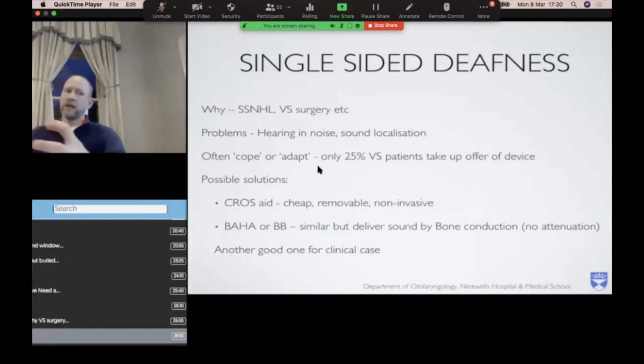One route of getting through a single-sided hearing loss viva is trying a CROS aid. It's non-invasive, simple, cheap, and if they like the sound but don't like wearing two hearing aids, then we usually step them on to an implant, and then a bone conduction device or a Baha, or a bone bridge, would be the options of choice there. Again, it's quite a good one for a clinical case. I think I remember that going on when I was there.